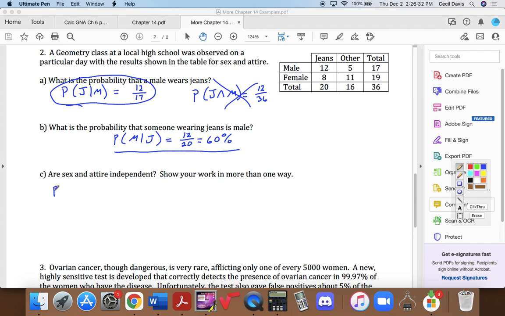Okay. So if this was independent, the probability that they are male, given that they wear jeans, needs to be equal to what? The probability that they're male. Well, let's see. We know that this is 60%. The probability that they're male is not 60%. It's 17 over 36, which is 0.4722. So that's not equal.